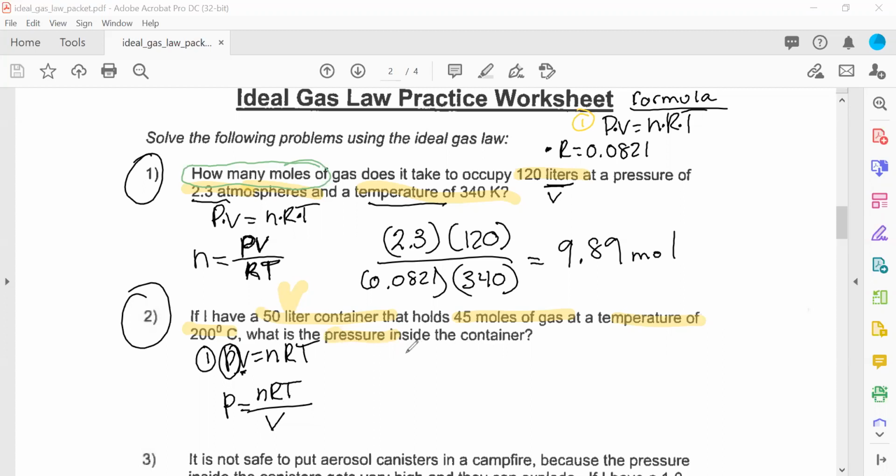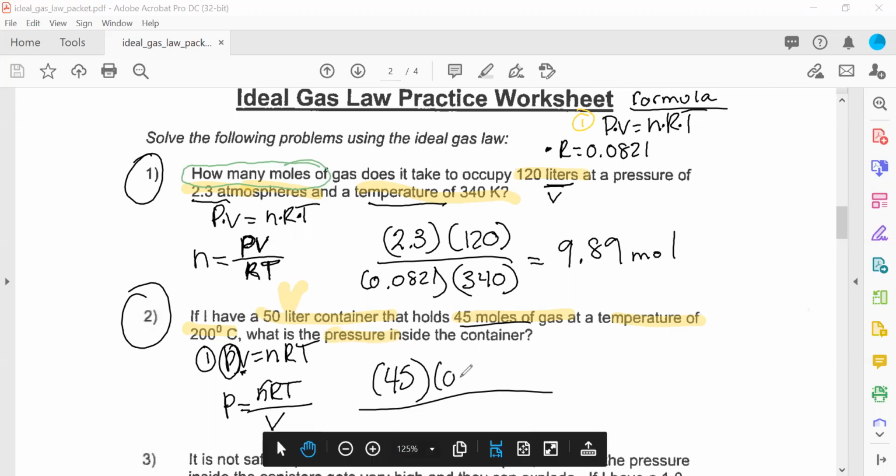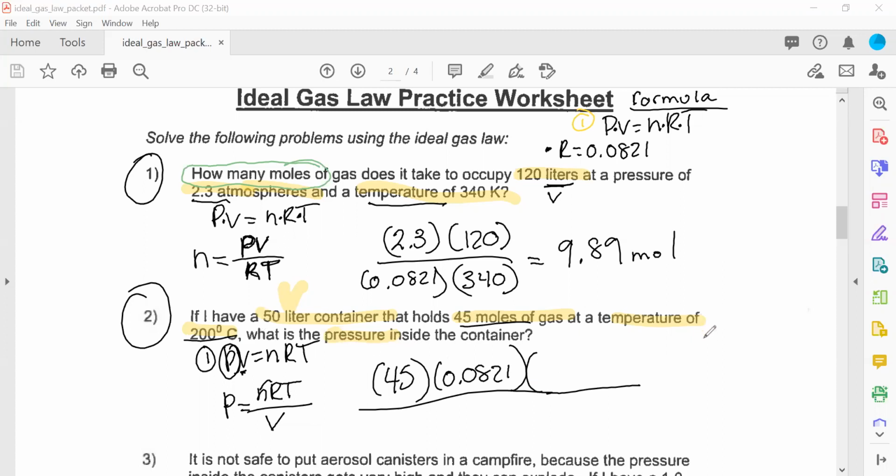After that, all I have to do is plug stuff in. So n is moles. You need to know what n means. So my number of moles is 45. R is going to be 0.0821. R is a constant, so it never changes. It's going to be constantly the same number. The issue with temperature, we can't use Celsius, so I have to convert it to Kelvin. I have to add 273. So I'm going to add 273 to the 200, and the answer is going to be 473.